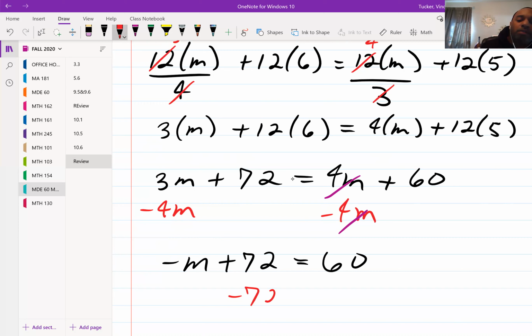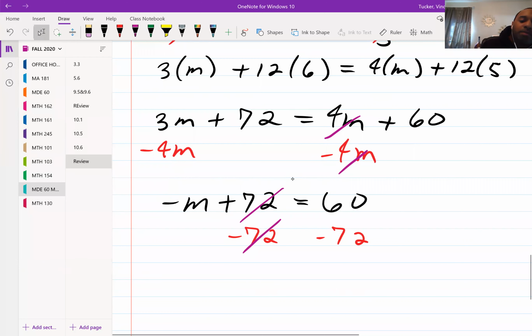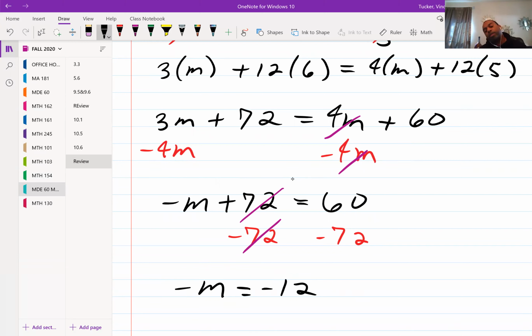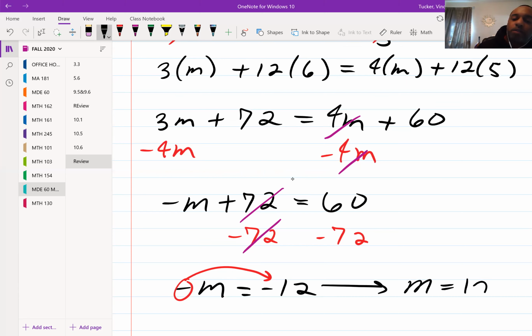Subtract 72. Negative m equals negative 12. So now remember, your goal is to solve for m, not negative m. So to get the negative off, just divide both sides by negative 1. A negative divided by a negative is positive, so you have m equal to positive 12.